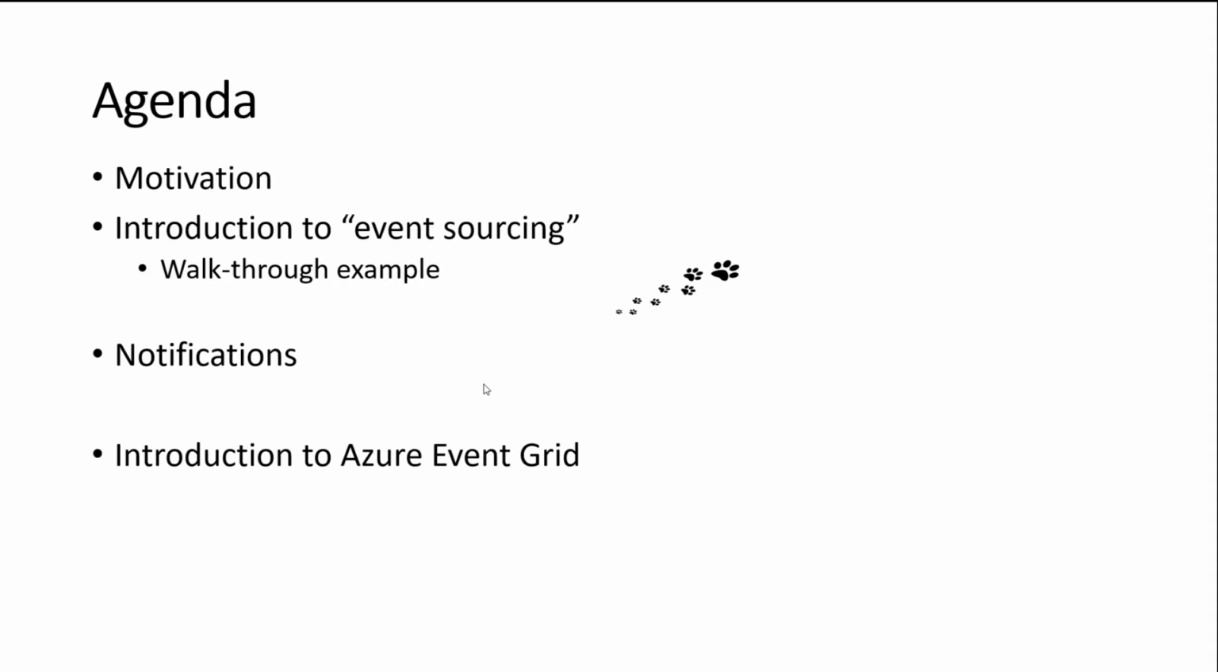I'll do a walkthrough of what event sourcing actually is. And then I'll stop for questions at that point because that is quite important, the foundation for how this is all going to work. Then I'll go on to notifications, how the different parts of the system can talk to each other, introducing Event Grid and so on, and then build up to basically a full system.